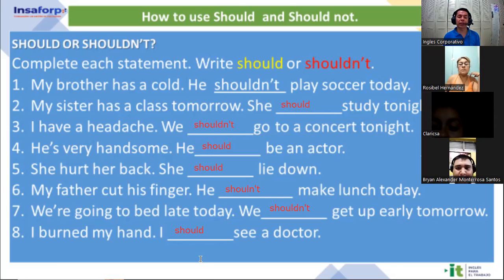No. Okay. So let's practice pronunciation, right? My brother has a cold. Repeat, please. My brother has a cold. He shouldn't play soccer tonight. Today. He shouldn't play soccer today. Number 2, my sister has a class tomorrow. She should study tonight. I have a headache. Headache. We shouldn't go to a concert tonight.